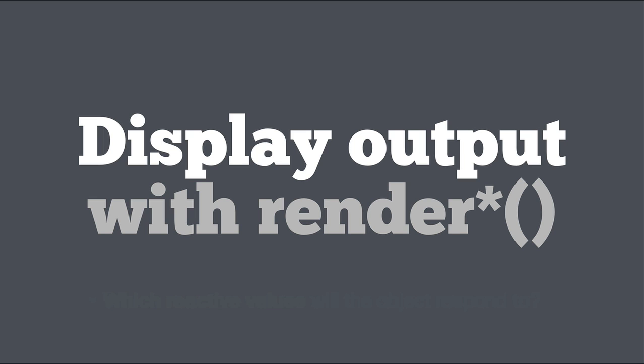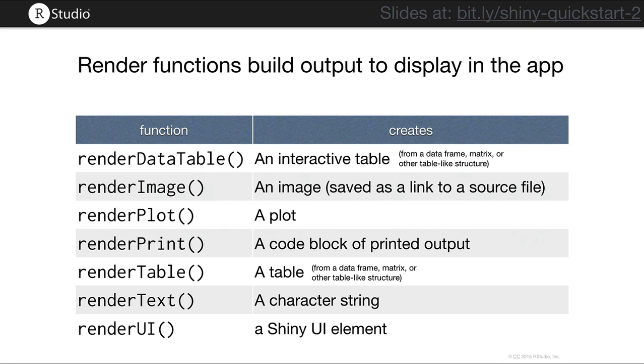The first set of functions in the reactive toolkit are the render functions, which you've already seen in the last webinar. Shiny comes with a family of functions that each create a certain type of output that you can display in your final Shiny app. The most common of these functions are probably renderPlot, renderTable, renderText, and they build something that can actually be displayed.